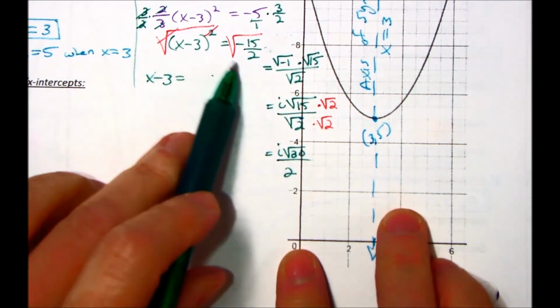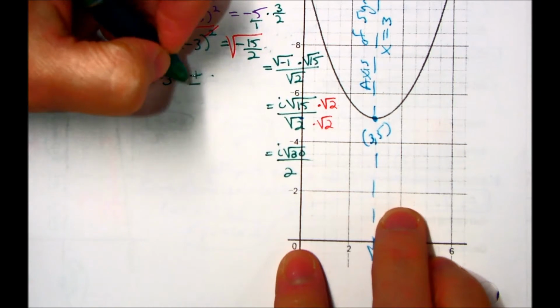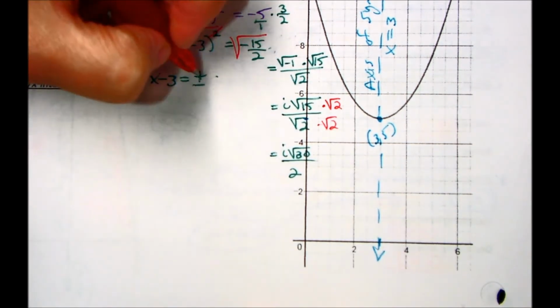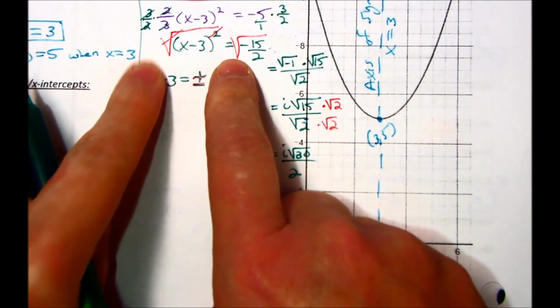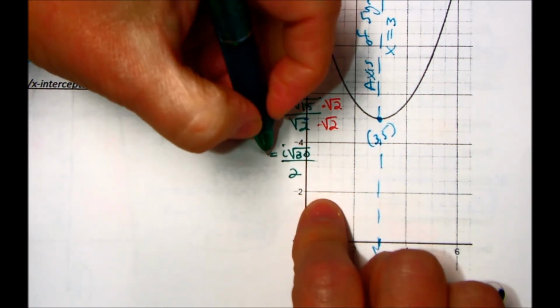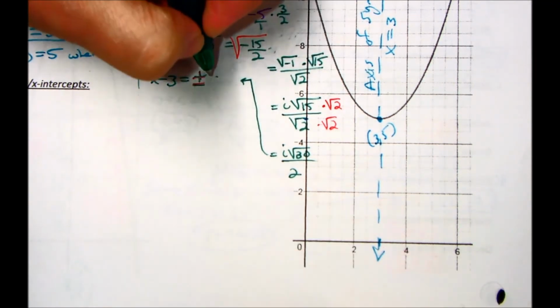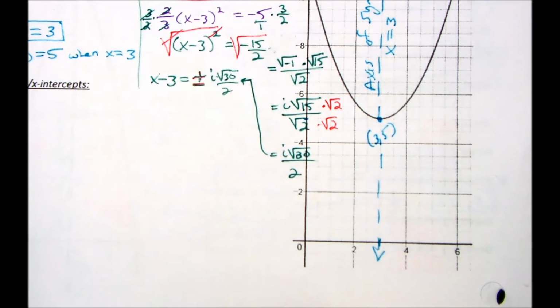Whenever you square root both sides of the equation, don't forget your plus and minus. We have 2 roots. When you take the even root of both sides of the equation, there are 2 roots, the positive and the negative. Now I'm going to bring this back up here. Plus or minus i square root of 30 over 2.